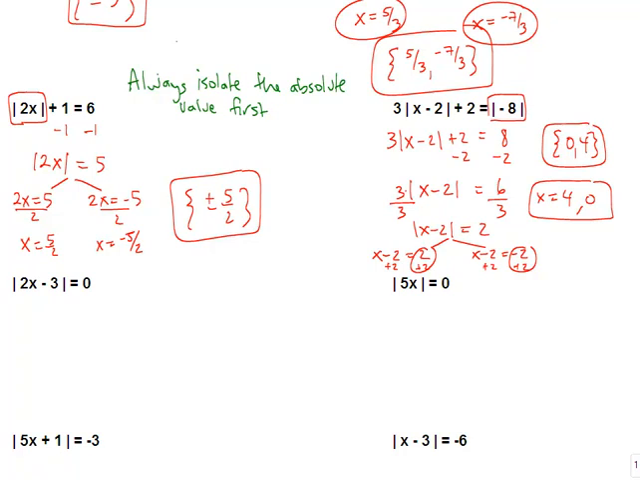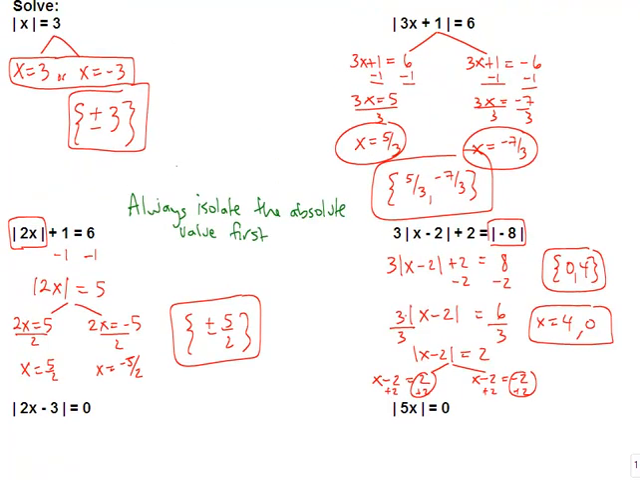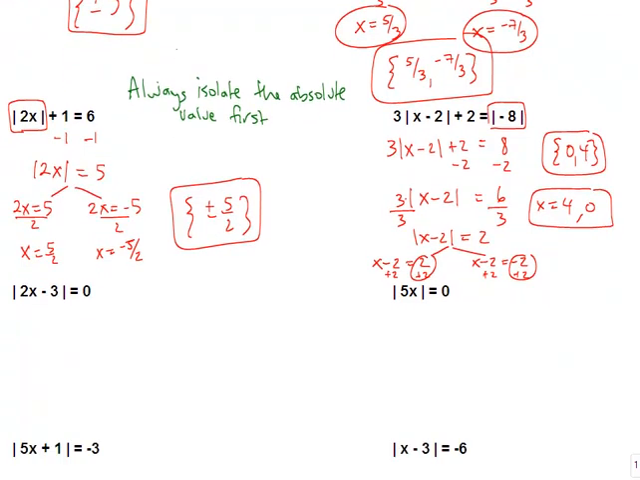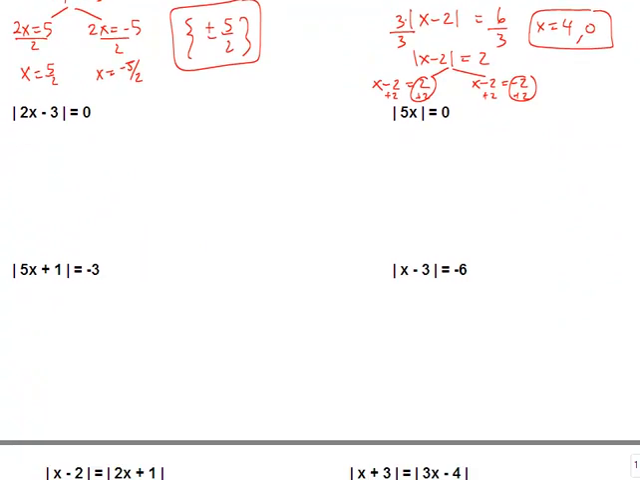Okay, so in these first four examples, we were solving an absolute value equation set equal to a positive number. This one had a negative 8, but it was an absolute value, so it turned into a positive 8. So all 4 of these had a positive number on the right-hand side of that equation. So that's one case.